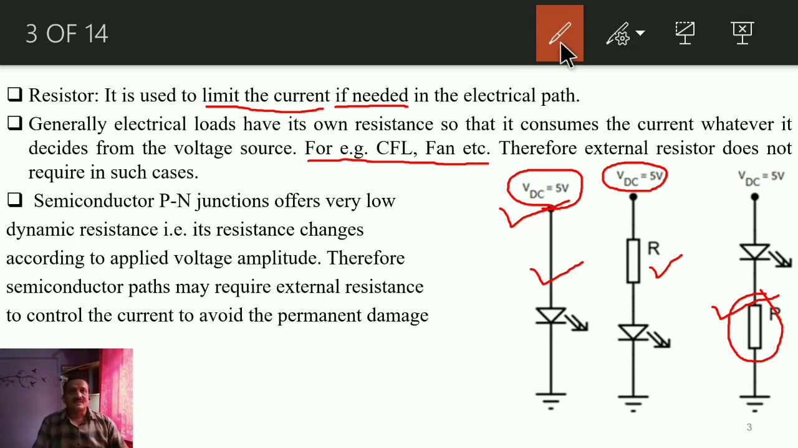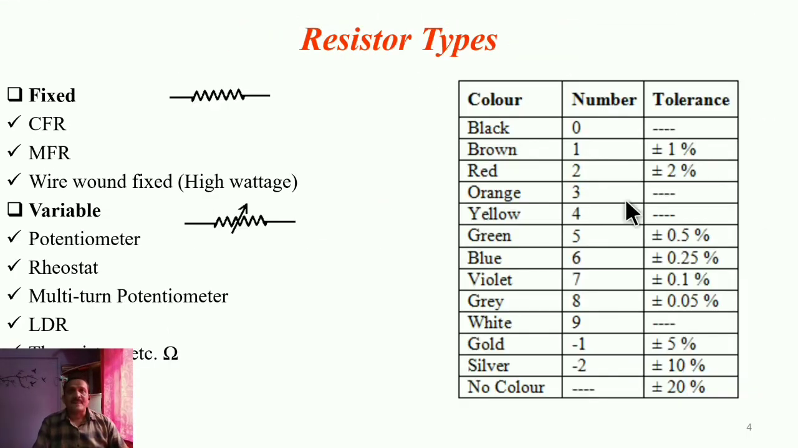Okay, so the next part is resistor types. Basically you might be familiar with the various types of resistors as fixed type and variable. These two are the main types of resistor, and under the fixed one there are various subtypes like CFR, MFR, then wire wound, high voltage. Generally the wire wound fixed resistors are used for high wattage applications, right? The next one is variable. Again, you are familiar with potentiometer, rheostat, multi-turn potentiometer, LDR, then thermistors, etc.